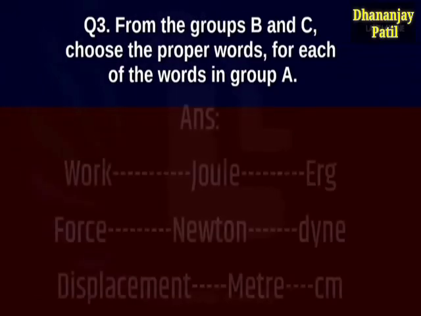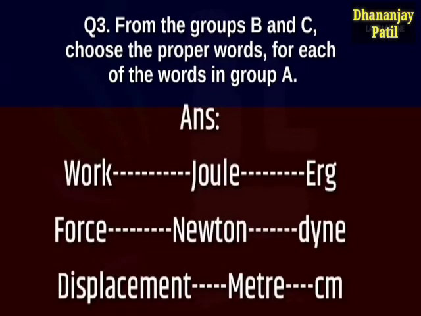Choose the proper words for each of the words in group A. So the answer for work is joule, of the B column. Then for the C column, that is erg. Then for force, Newton, then dyne, the units, and for displacement, meter and centimeter.